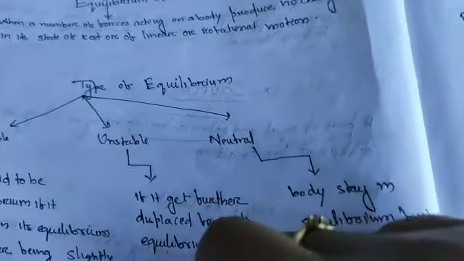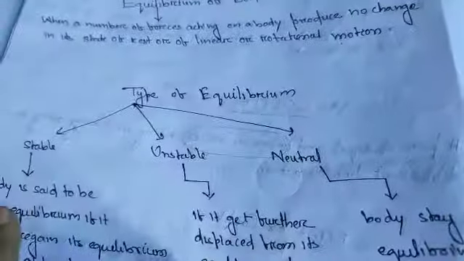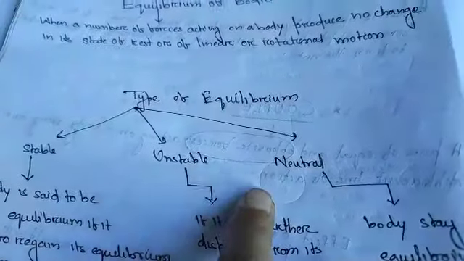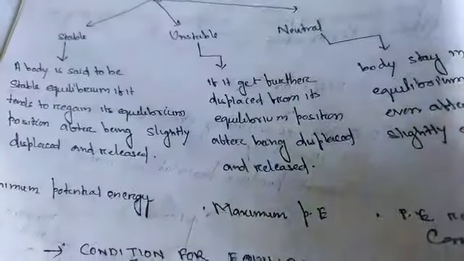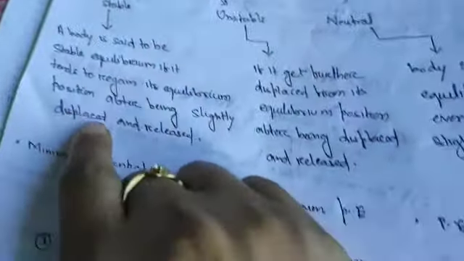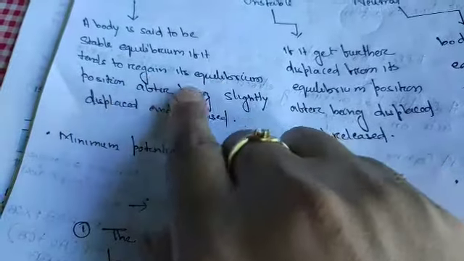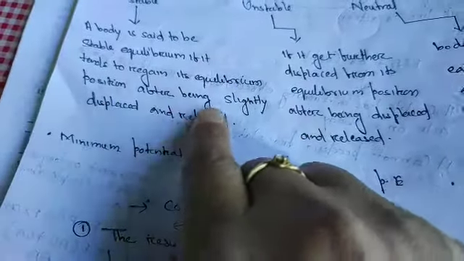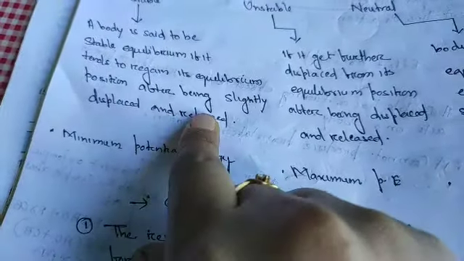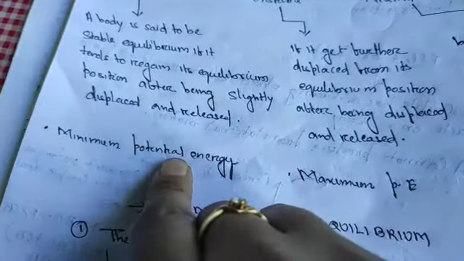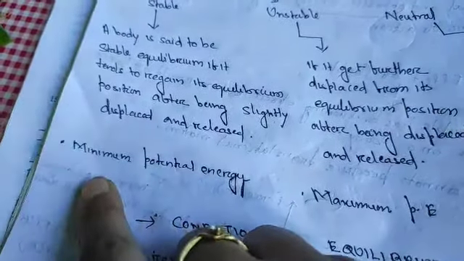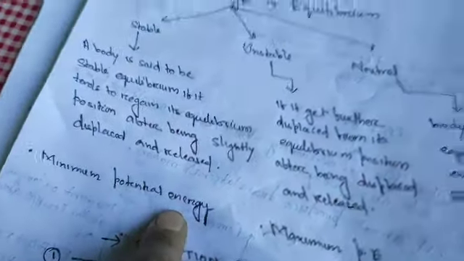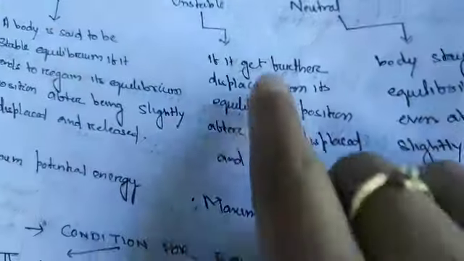Now, how many types of equilibrium can you see? So equilibrium is divided into 3 parts. One is stable, second is unstable, and third is neutral. So what do you mean by stable, unstable and neutral? Okay, let me focus first on stable. A body is said to be in stable equilibrium if it tends to regain its equilibrium position after being slightly displaced and released. But what happened here? The minimum potential energy it will acquire. So whenever a body is in a stable form, it acquires minimum potential energy. Now, we will focus on unstable.